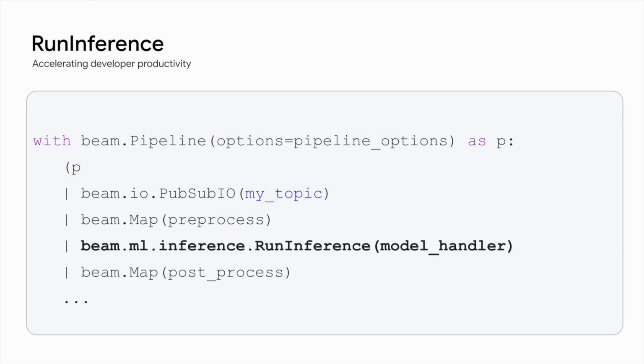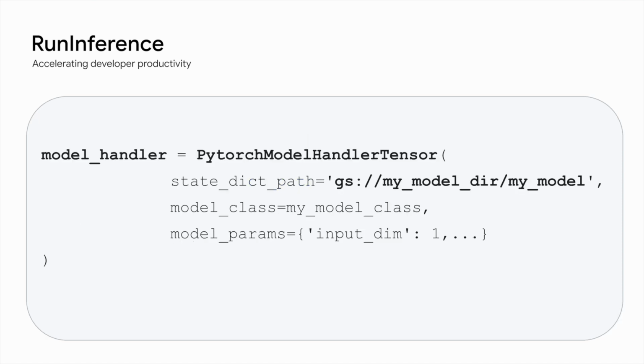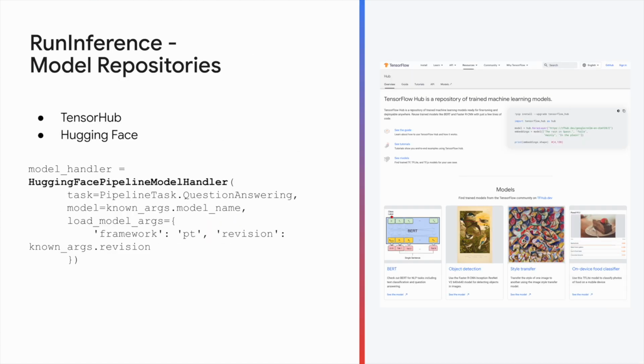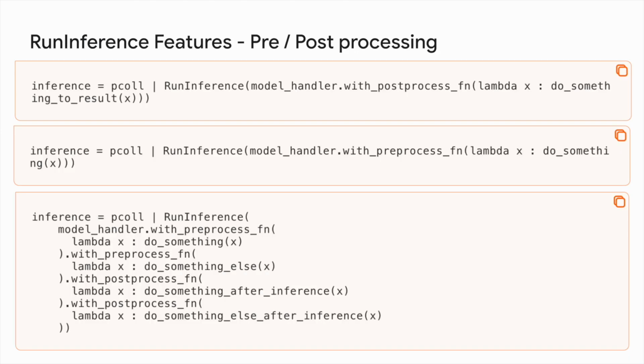A first example of that was RunInference. RunInference, by a single line of code, allows you to run any amount of inference workload at production. It works as simply as by taking a declarative syntax to define where your model is and what your model parameters are. It is integrated with a number of machine learning frameworks. It's also integrated with a number of machine learning model repositories. And by using RunInference, you can easily do pre- and post-processing by adding single-line Lambda functions.